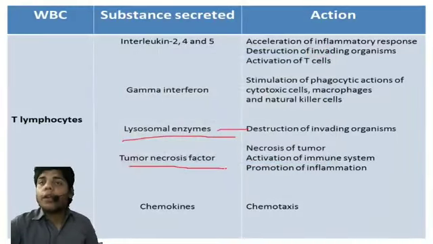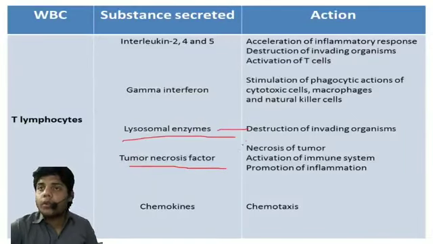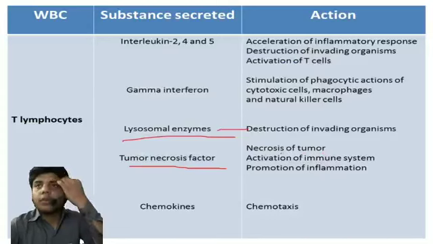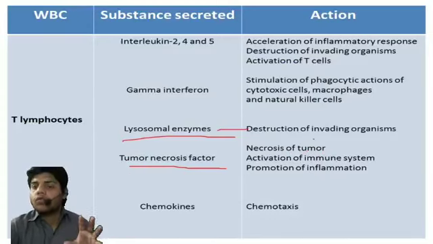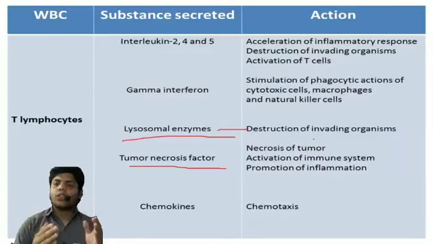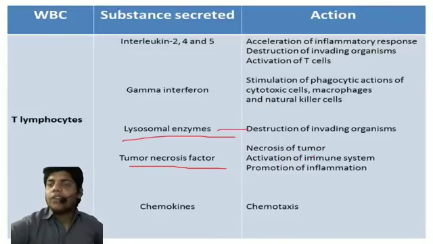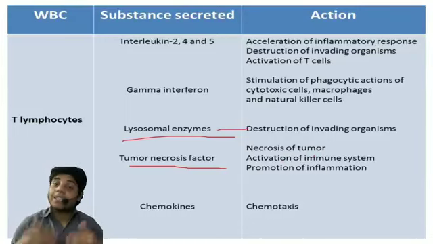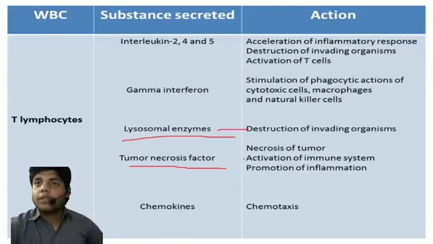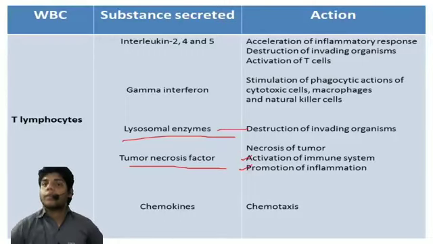Then we have tumor necrosis factor. This tumor necrosis factor can cause what? The actions of this tumor necrosis factor are the necrosis of tumor cells, it can destroy the tumor cells, and activation of the immune system. They can activate the immune system. Different kinds of immune cells are activated. The main action of the tumor necrosis factor is the activation of the immune system, and they are also responsible for the promotion of inflammation.